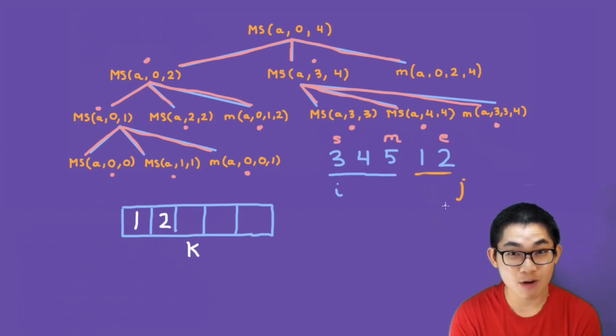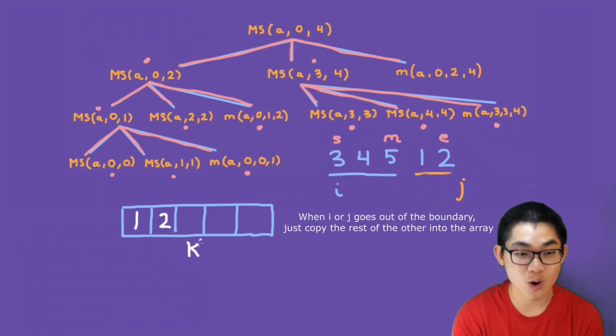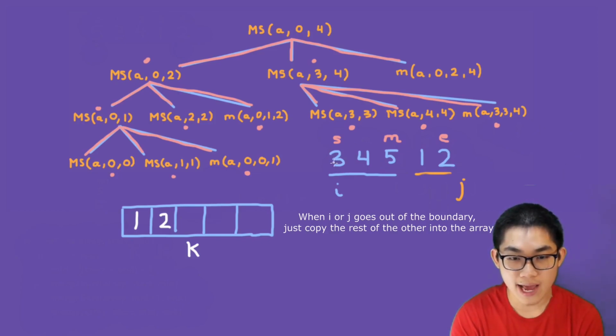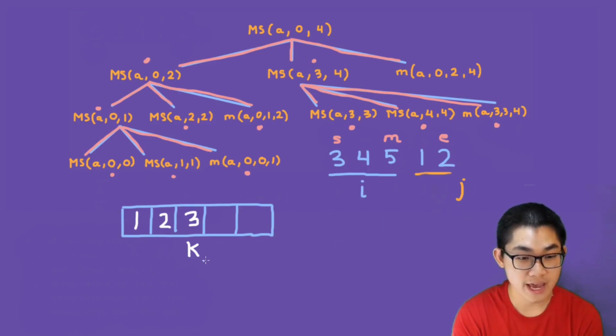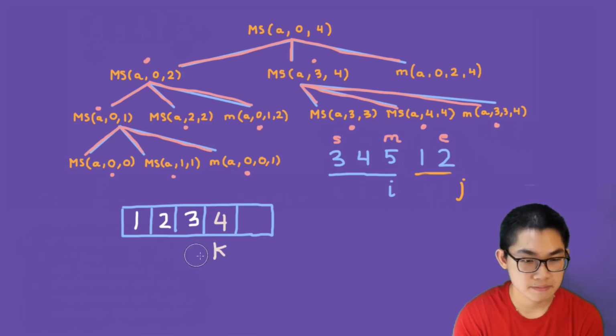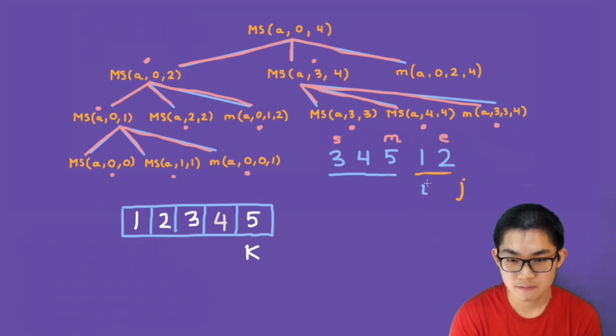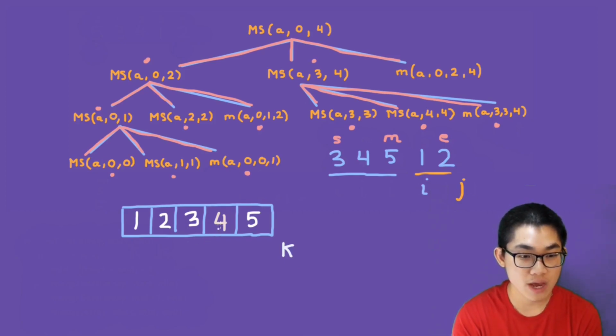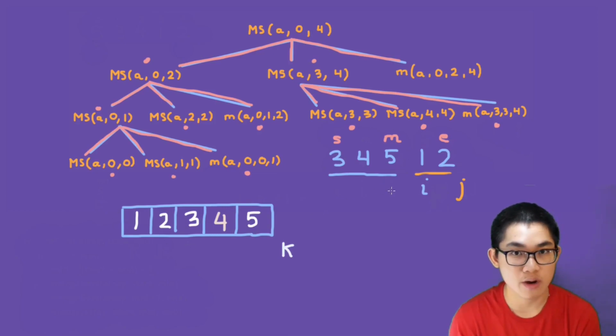One of these two went outside of the boundary. As you can see, j went outside of the boundary, so whatever I has will go into our temporary array. So I has 3, we put 3 here, and then we move I up. We also move k up. Then I has 4, so we put 4 here, and then we move I up. We also move k up. Then we put 5 into our array. And we move I up, and we also move k up. So as you can see, both of them went outside of their boundary, which means our merge is finished, and all we have to do is put this back into our original array.